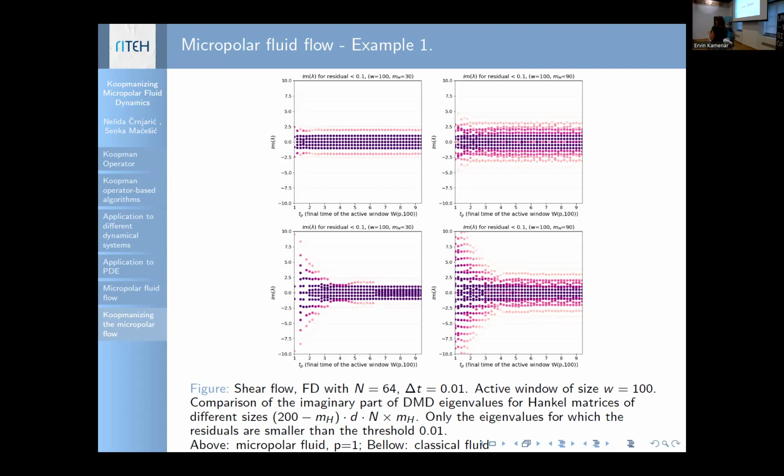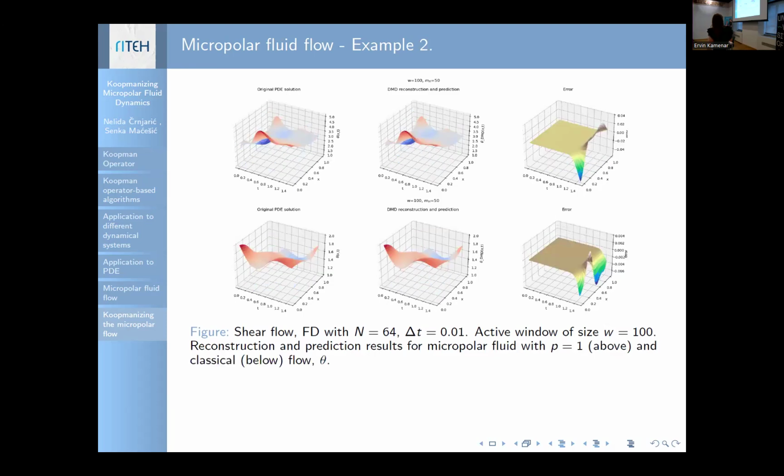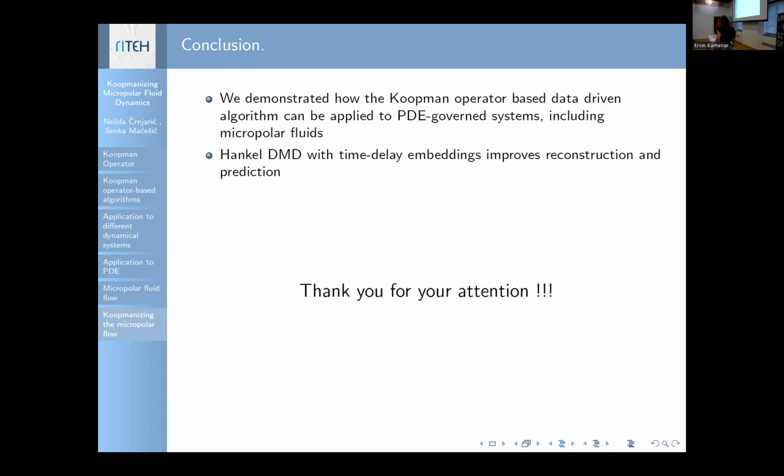in eigenvalues appears. I'm not sure why this happens, because I somehow expected that the micropolar case would have more variance in eigenstructure, but it did not happen. So the results for the second case are similar, and I will just skip because I'm at the end.